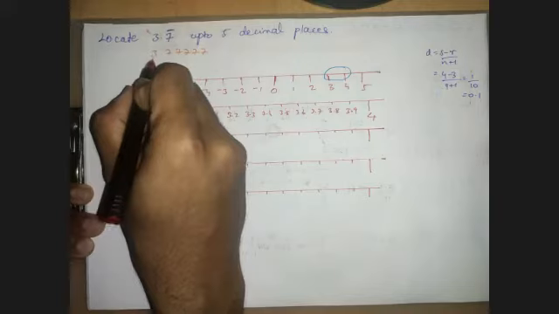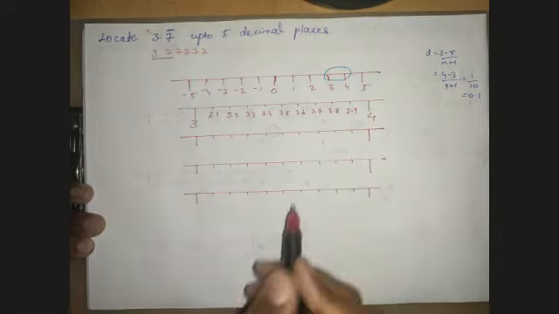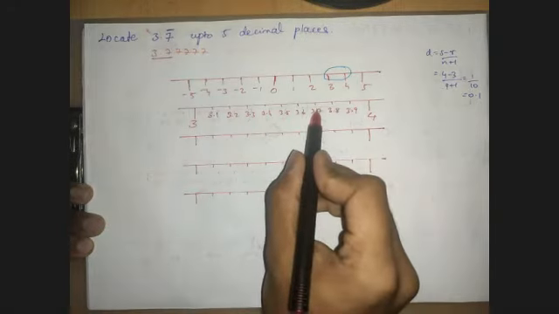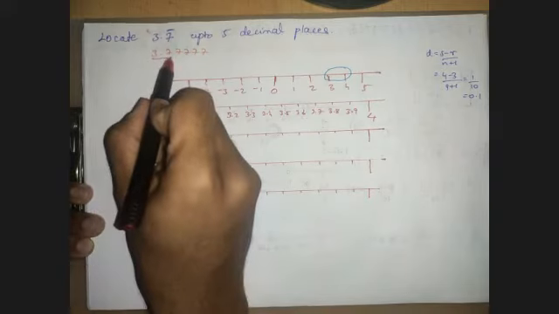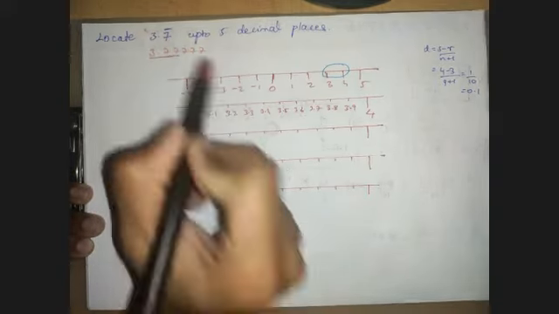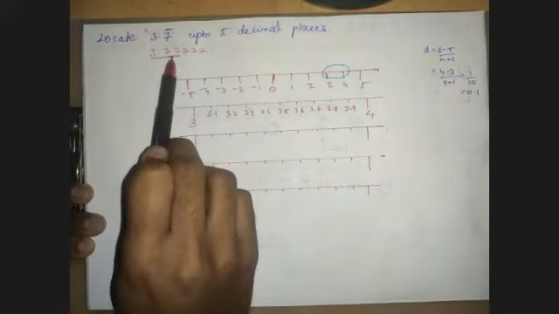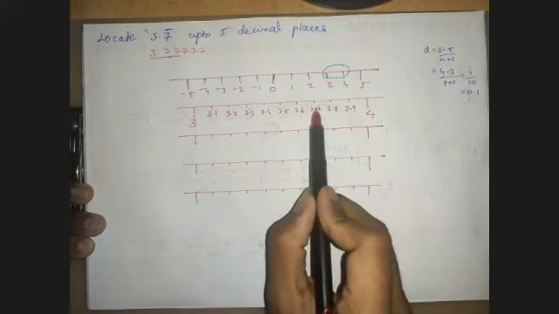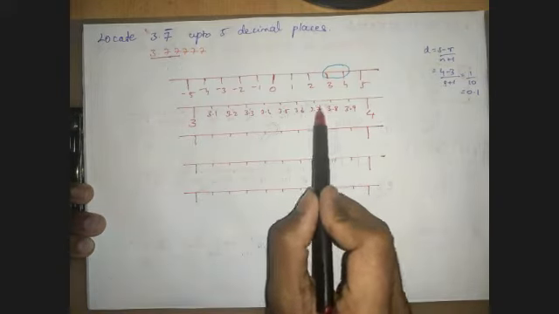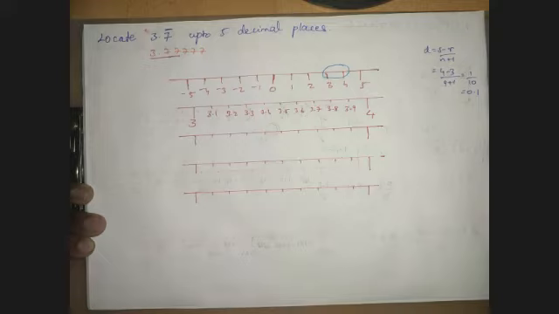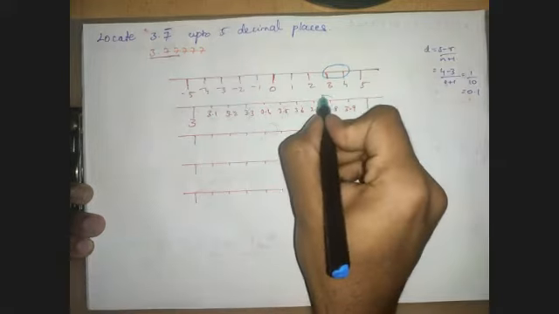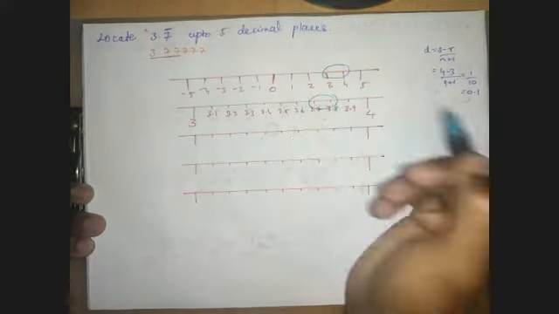So this number 3.7, where is it? It is out here, 3.7. But let us take the next number. It is 3.77. So where will the 3.77 lie? 3.77 is greater than 3.7 but less than 3.8. So it lies in this area between 3.7 and 3.8.